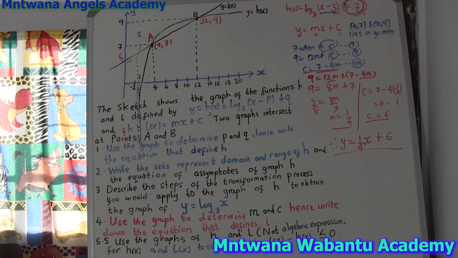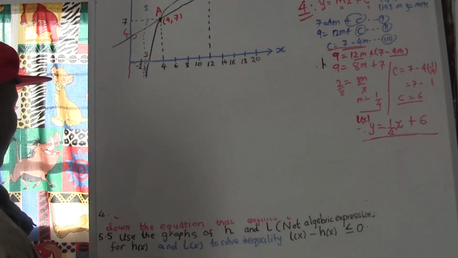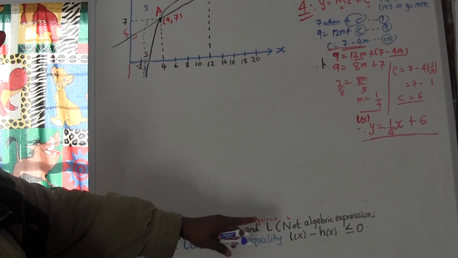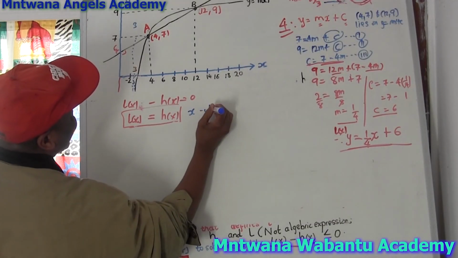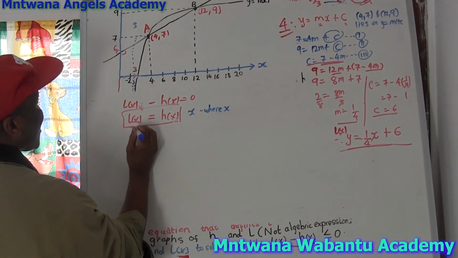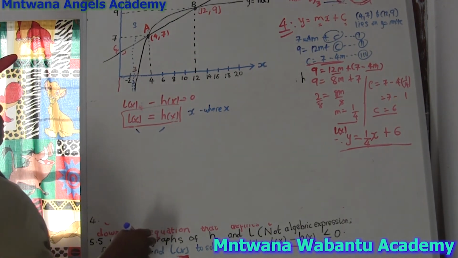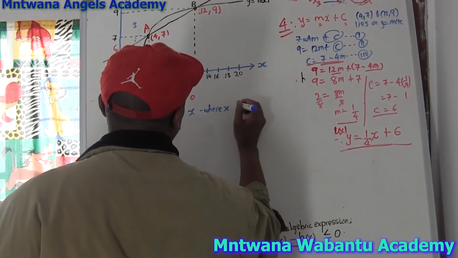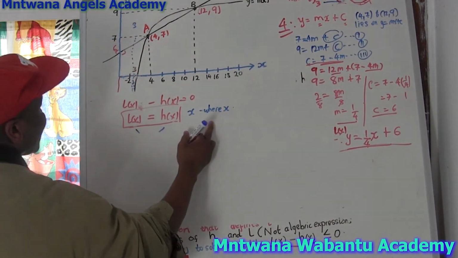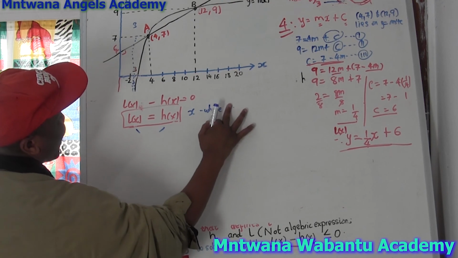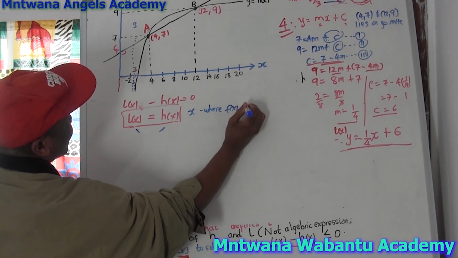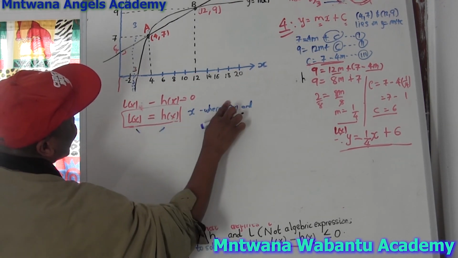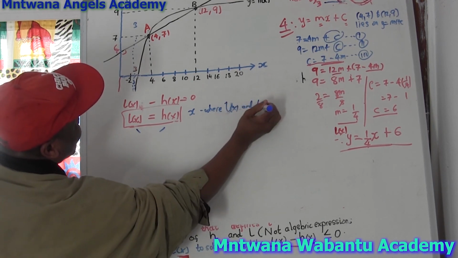Let's go to the last question now. Find the values of x, using the graph of h and l, not algebraically, by where the graphs intersect. Why do I say intersect? Because these graphs are equal, and whenever two graphs are equal, it means where they intersect. So we want the value of x where l of x and h of x intersect.